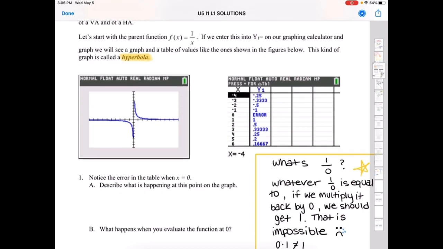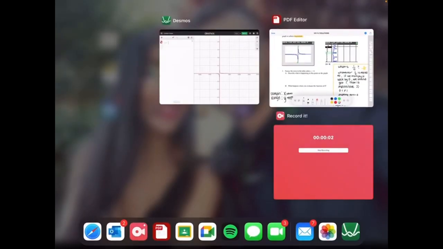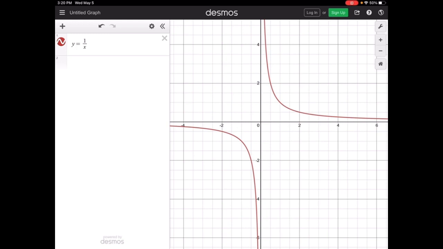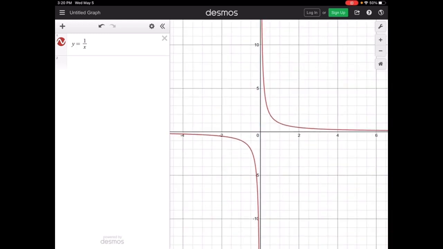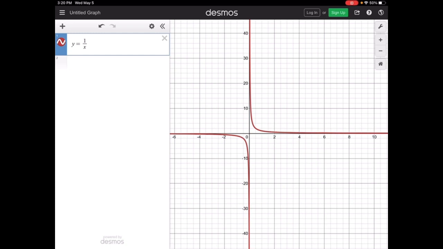And this kind of graph is actually called a hyperbola. It says, notice the error in the table when x is equal to 0. So on the right here, when x is 0, you see the word error for y. And here on the left, it's really hard to see this graph. So I actually did it out on Desmos. So if you hit home, you're going to get this view. And if you scrunch your x and y axes in, you're going to see that no matter where you go.